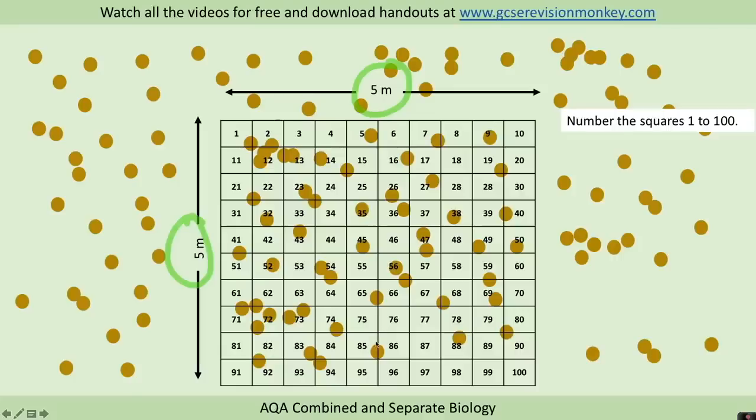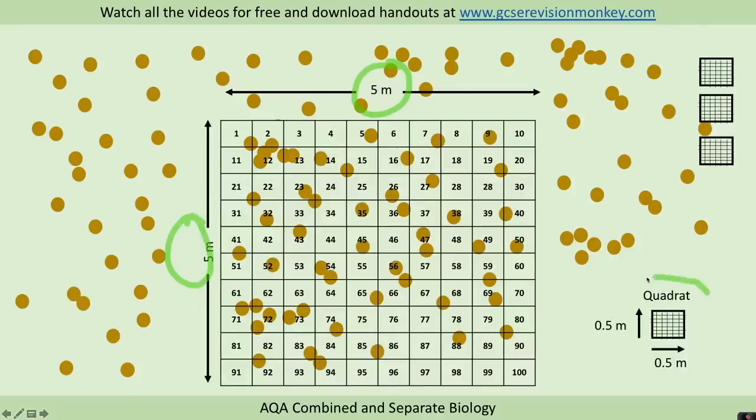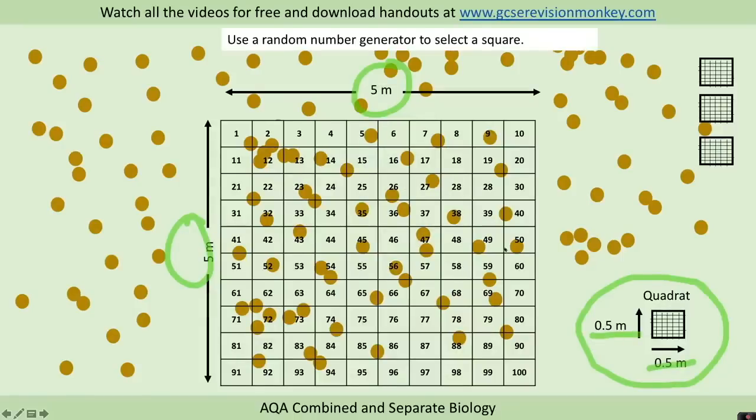Then the most important thing with random sampling is we use a grid called a quadrat. Now the one I'm going to use in this example is a 0.5 metre by 0.5 metre quadrat. In the exam it may well be a different size, but that's absolutely fine. And we need to choose where to place our quadrat within this grid. So again, it would take too long to do all 100 squares and count the number of daisies in each square. So what we use is a random number generator to select a square, and you can get those on calculators or phones, and it will pick a number at random for you.